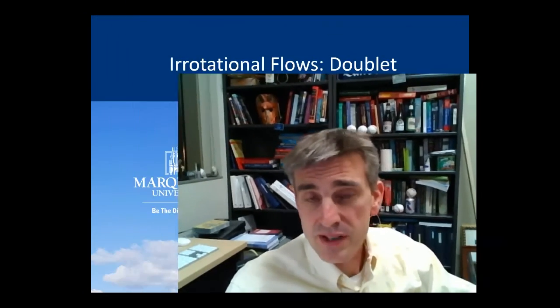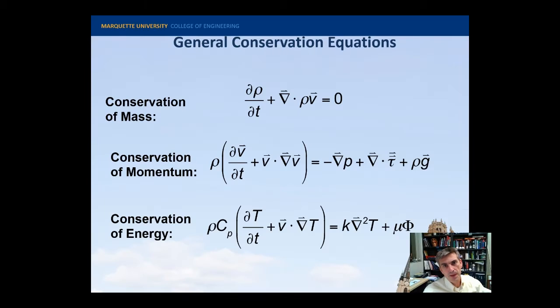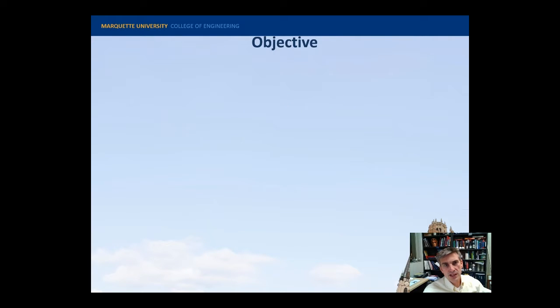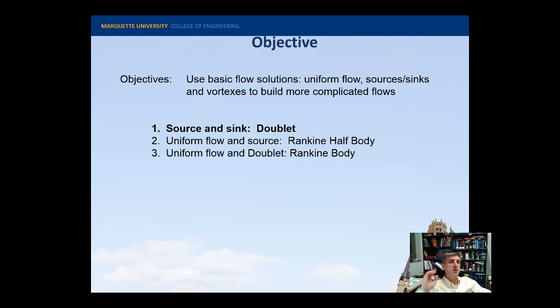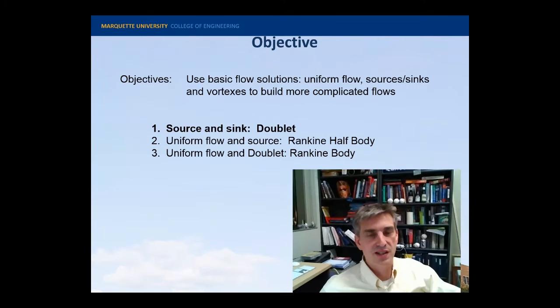All right, we're back for another discussion about irrotational flow. Today we're going to talk about the doublet. So the objective of today's lecture is to use those building blocks that we discussed and derived last time and build up one of the more complicated solutions, the doublet. Now the doublet itself isn't that great, but it's often used in conjunction with uniform flow and so forth.